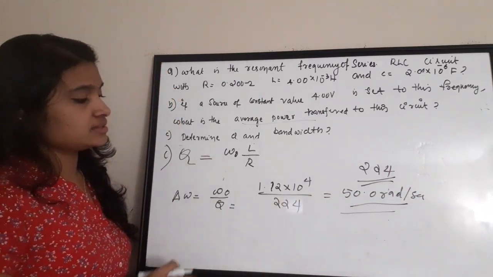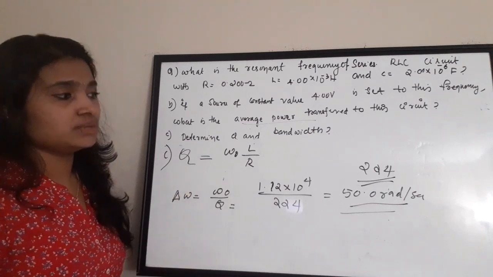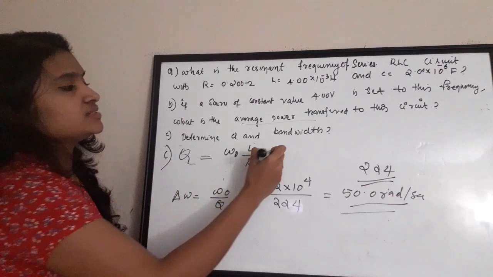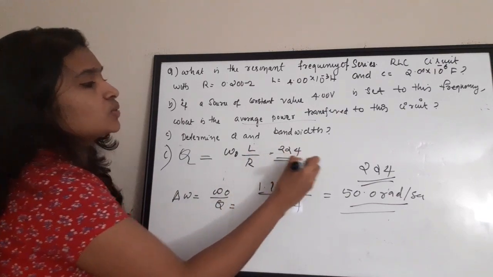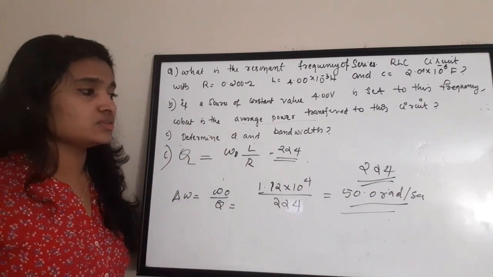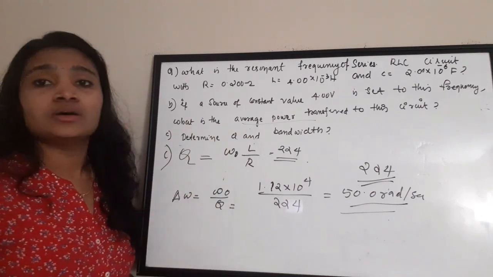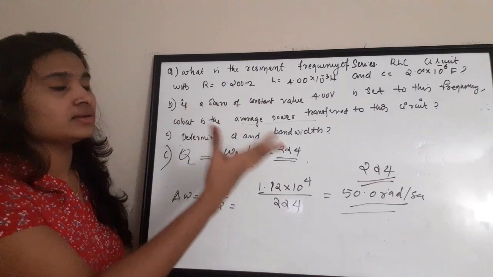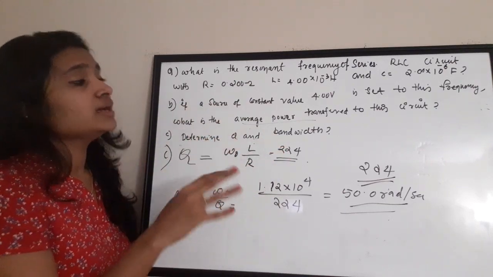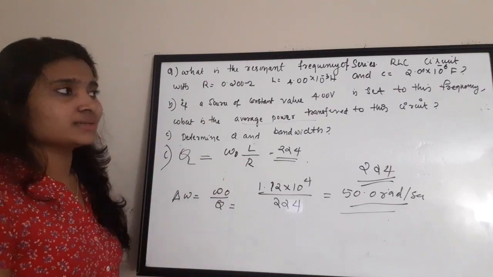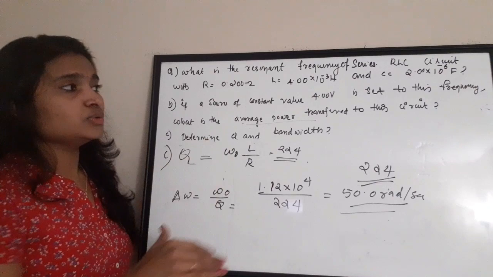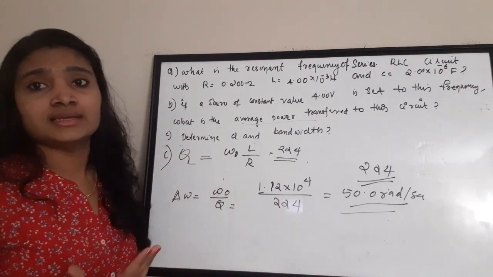Okay, so the correct answer for bandwidth is approximately 50 radians per second, and the quality factor is 224. The quality factor does not have any units. So this is how you can expect the questions. Not such lengthy questions, but if you're going for the BARC examination or a higher end examination, you can expect such questions. So this is how you do the questions on RLC networks.